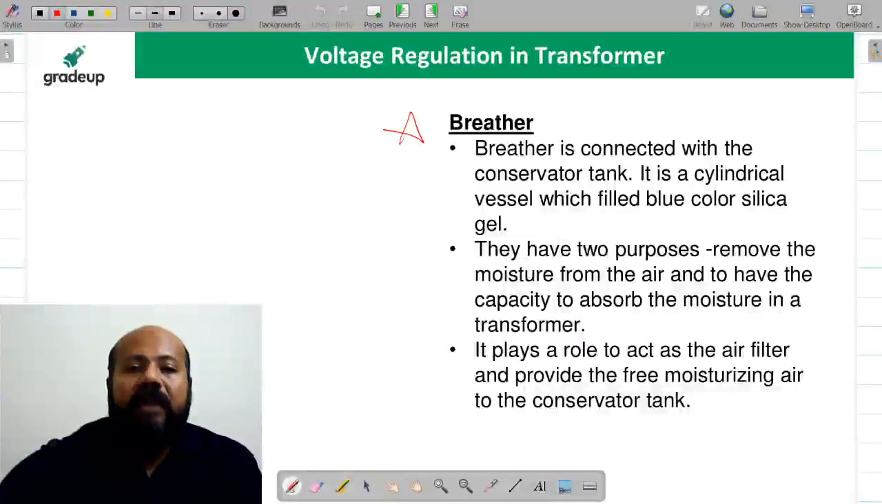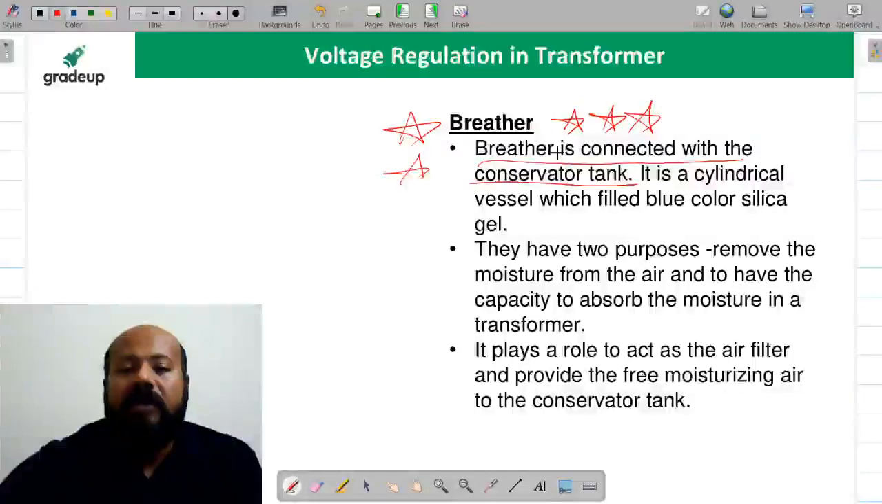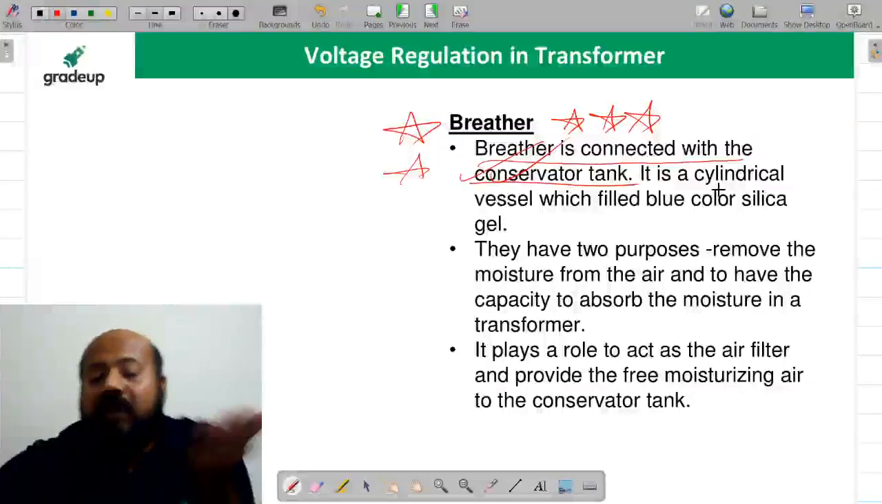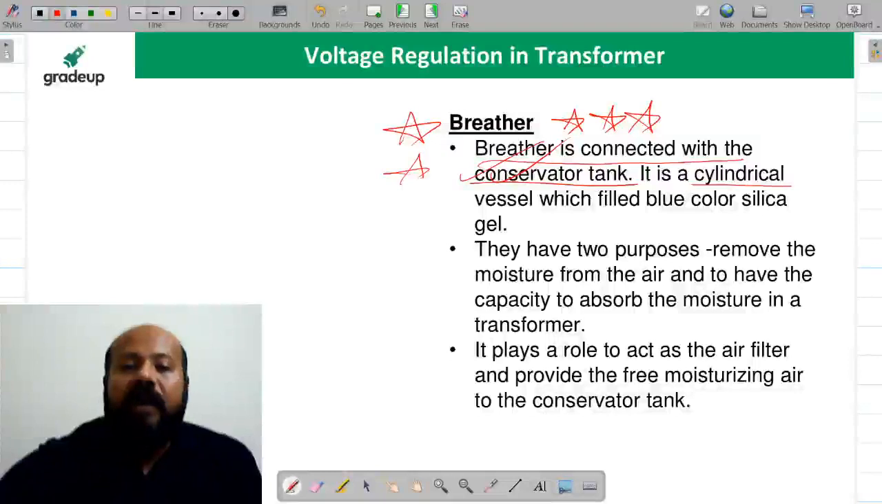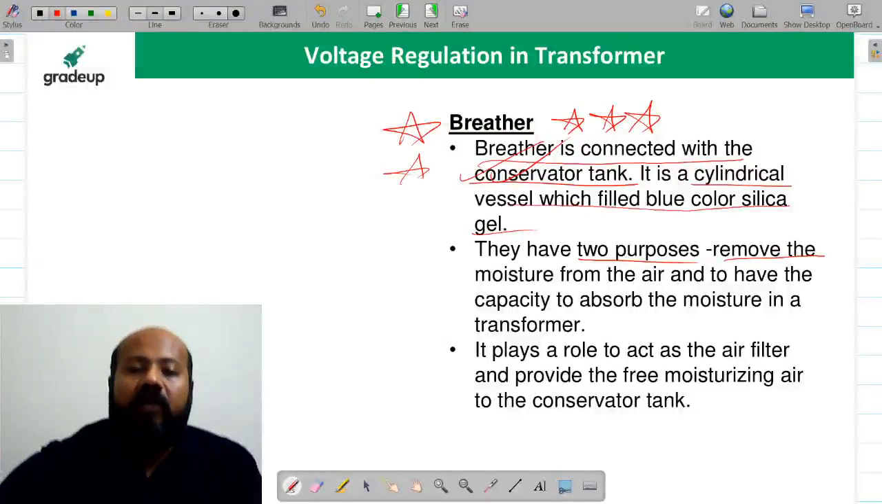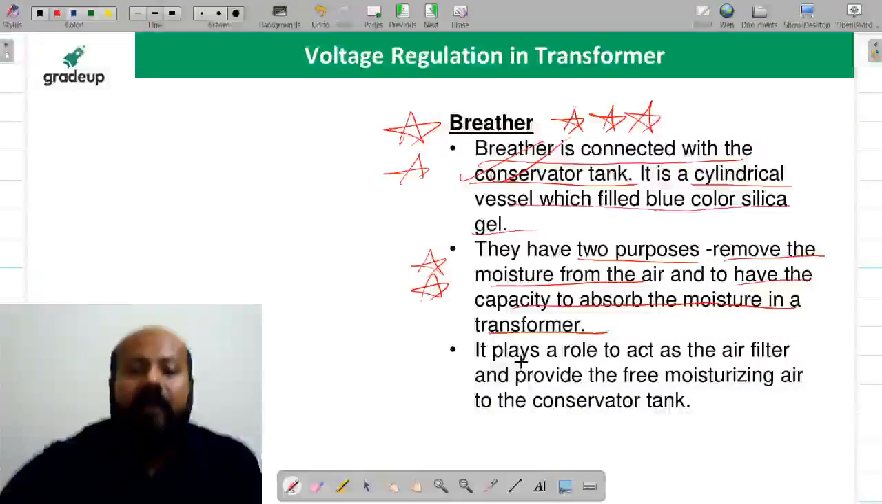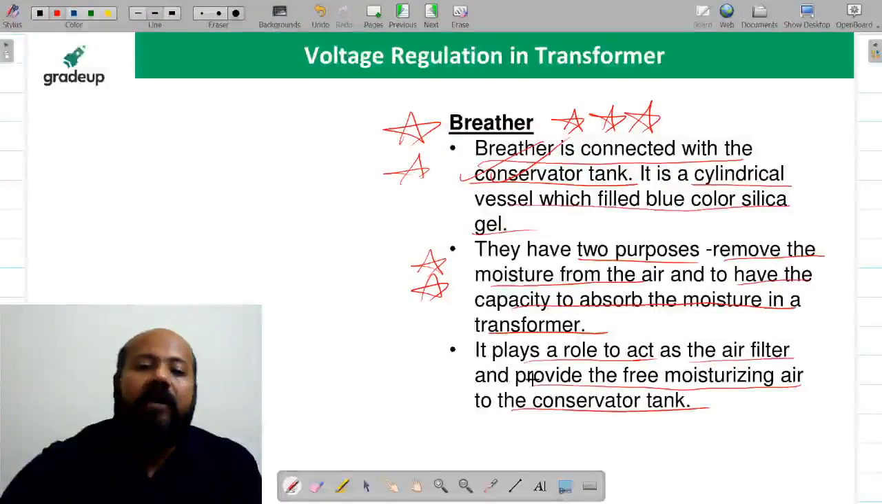Now let us see what is the breather. Breather is connected with the conservator tank. This is very, very important. It can be asked in some small examination. Where is the breather connected? Breather is connected to the conservator tank. Why is it connected to the conservator tank? Now you see what is the purpose of breather. It is a cylindrical vessel which is filled with blue color silica gel. It has two purposes. Number one, remove the moisture from the air and absorb the moisture so as to keep moisture out of the transformer. So it is connected to the conservator tank. It acts as an air filter and provides moisture-free air to the conservator tank.